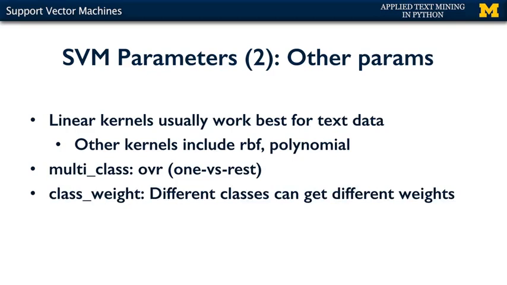The other important parameter would be class weight. So different classes could get different weights. For example, if you have a particular class, let's say spam or not spam, and you know that spam is usually like 80% of the emails somebody gets, then because it's such a skewed distribution where one class is 80% and the other class is 20%, you would want to give different weight to these two classes.